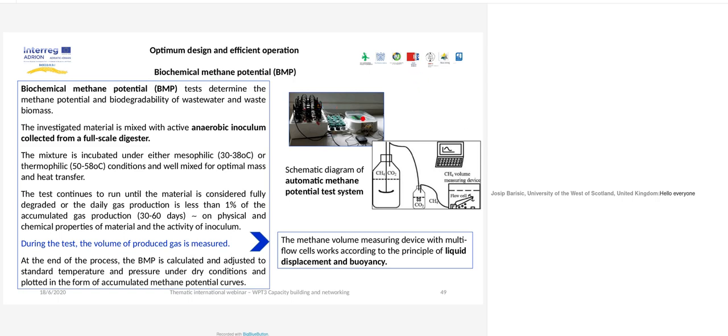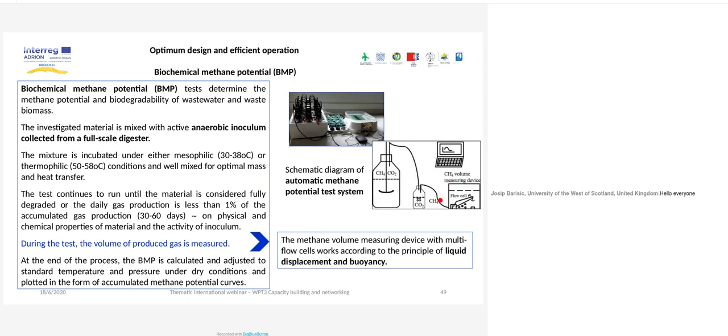And again, back to this device, you see here a schematic diagram of an automatic methane potential test system. This is this device here. It has a lot of places to accept various samples with diverse substrates and various operational conditions. This methane potential test system measures the volume of the gas produced and is based on the principle of liquid displacement and buoyancy. You see here the diagram.